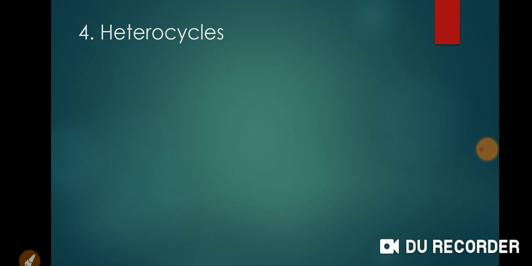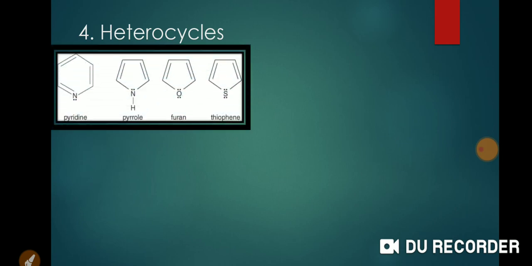Now, let us proceed towards another species, that is aromaticity of heterocycles. As we have already discussed the compounds pyridine, pyrrole, furan, thiophene, they are already available in the aromatic compounds, and we are going to study their aromaticity.